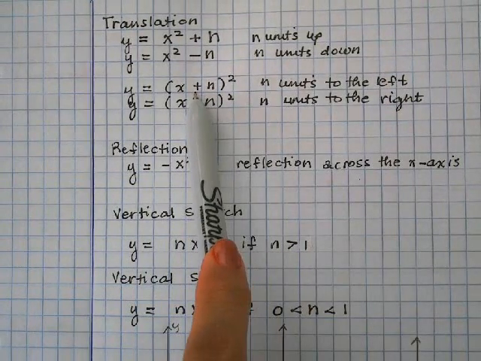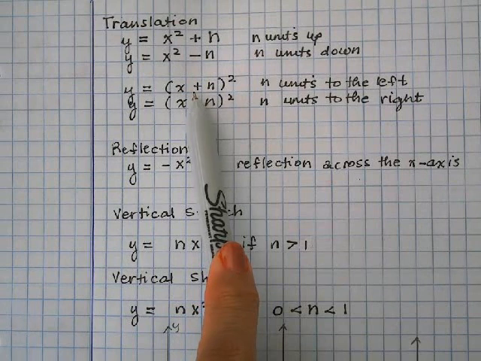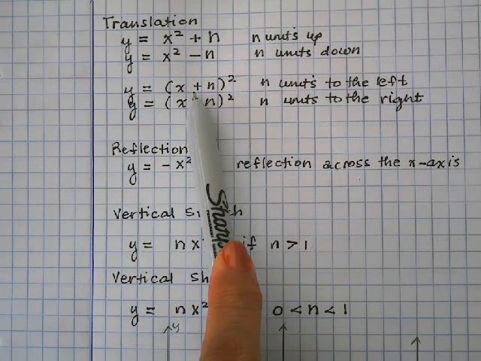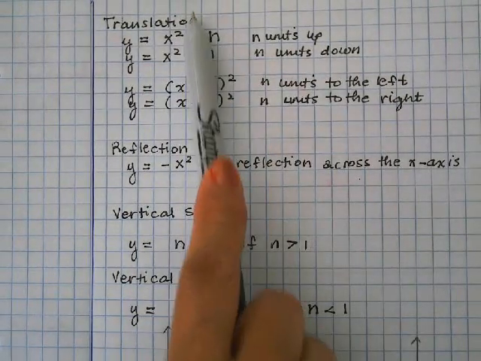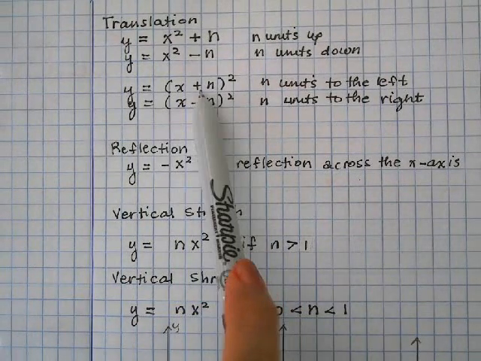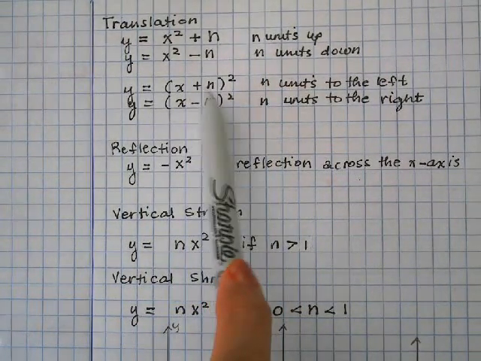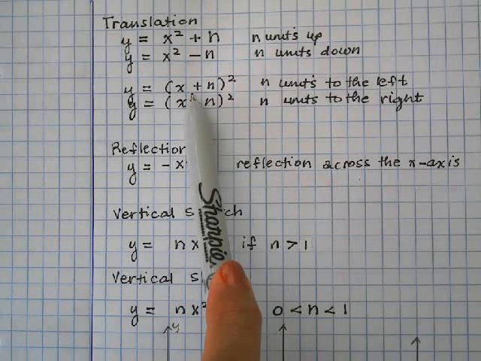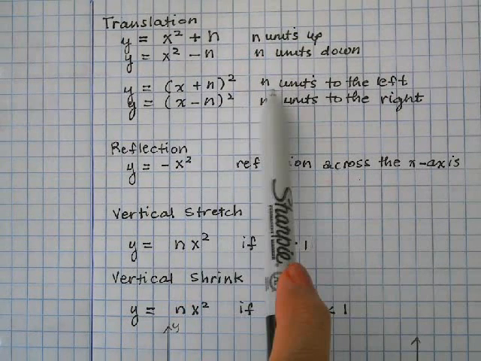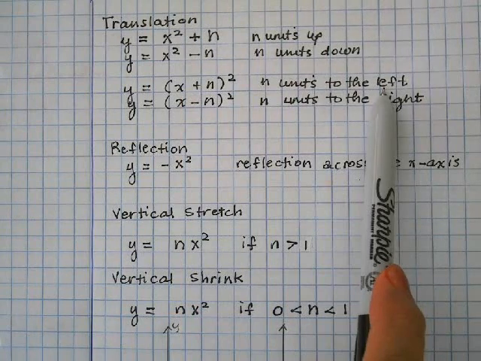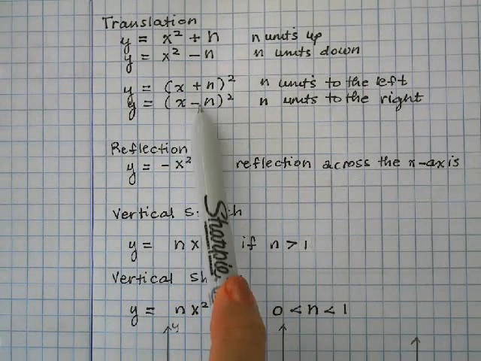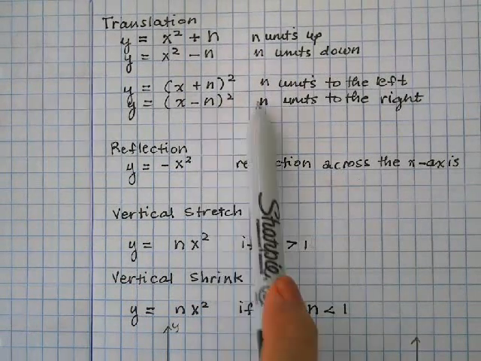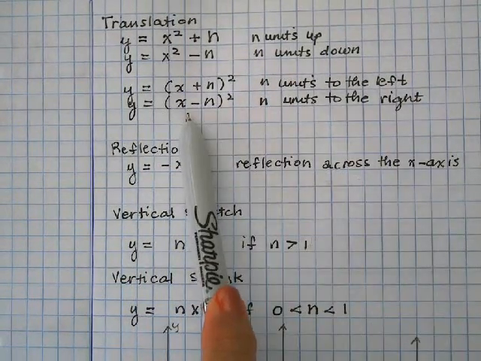Now if the n is inside the parenthesis and it is plus, then that's a horizontal translation, right and left. This one is a vertical translation, up and down. So remember, if it is plus n inside the parenthesis, that will translate your parabola n units to the left. If it is minus inside, whatever number n is, that will translate it n units to the right.